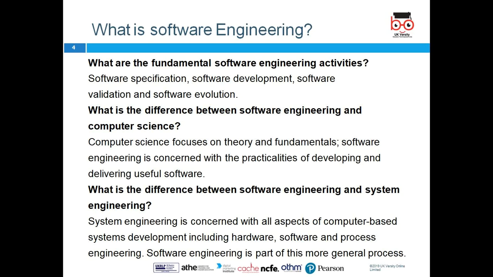So what is the difference between software engineering and computer science? Like I explained earlier, computer science focuses on the theories and the fundamentals. Software engineering is concerned with the practicalities of developing and delivering useful software. Now, the difference between system engineering and software engineering: like I said earlier, everything is a kind of discipline. System engineering is concerned with all aspects of computer-based systems. You can say that system engineering may be called IT, information technology, because it includes hardware, software, and process engineering.